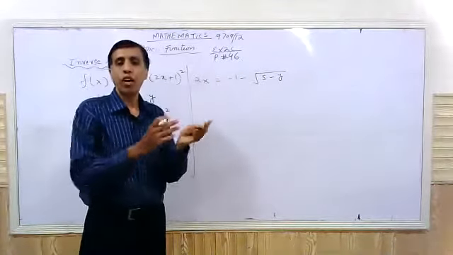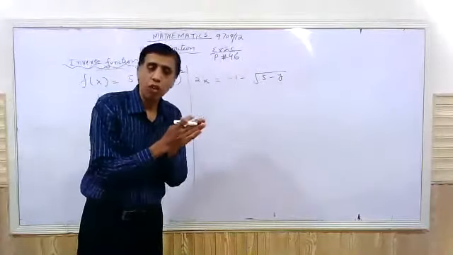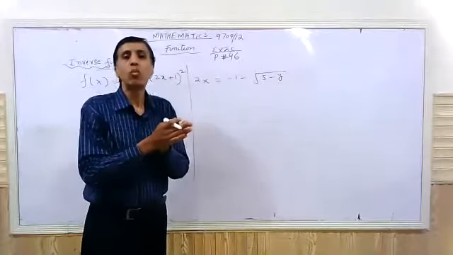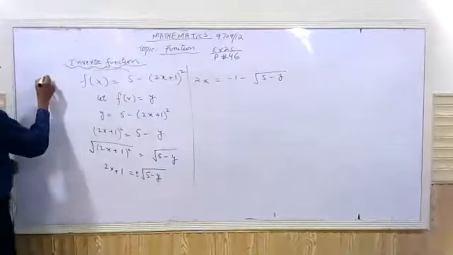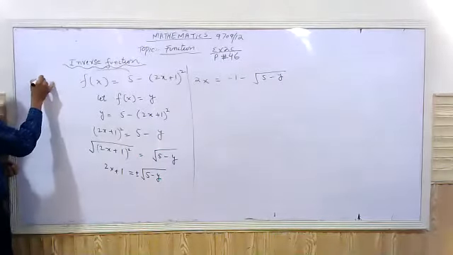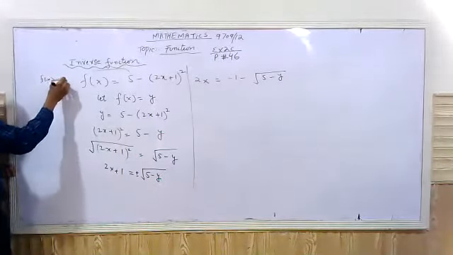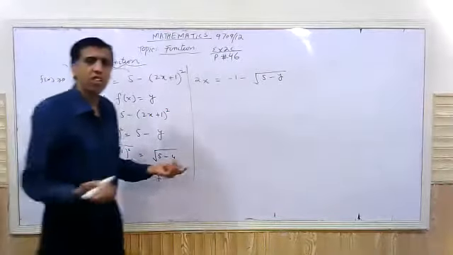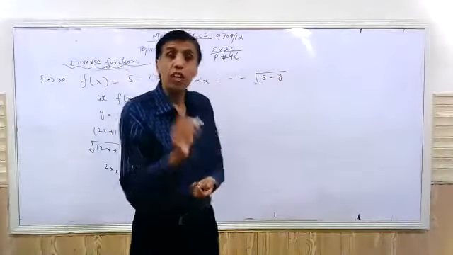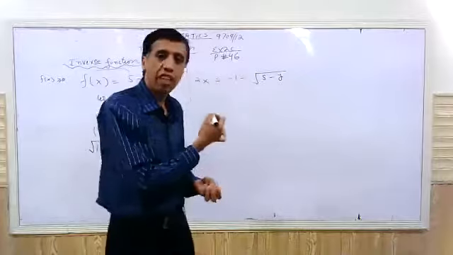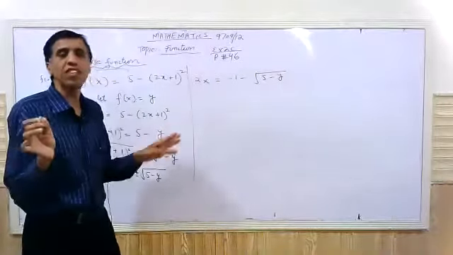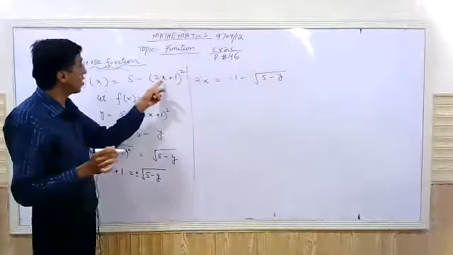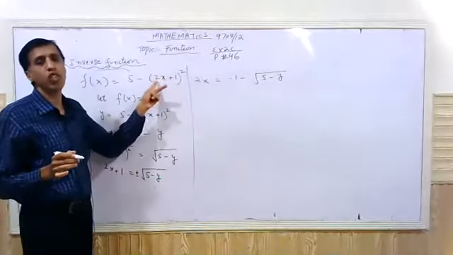Another way of writing: in some of the questions you will find the domain given. Suppose I write f of x is greater than or equal to 0, if that is given, then we will keep the positive sign. If less than, then we will keep the negative sign. If no domain is given, then you will have to assess whether x square is positive or negative.